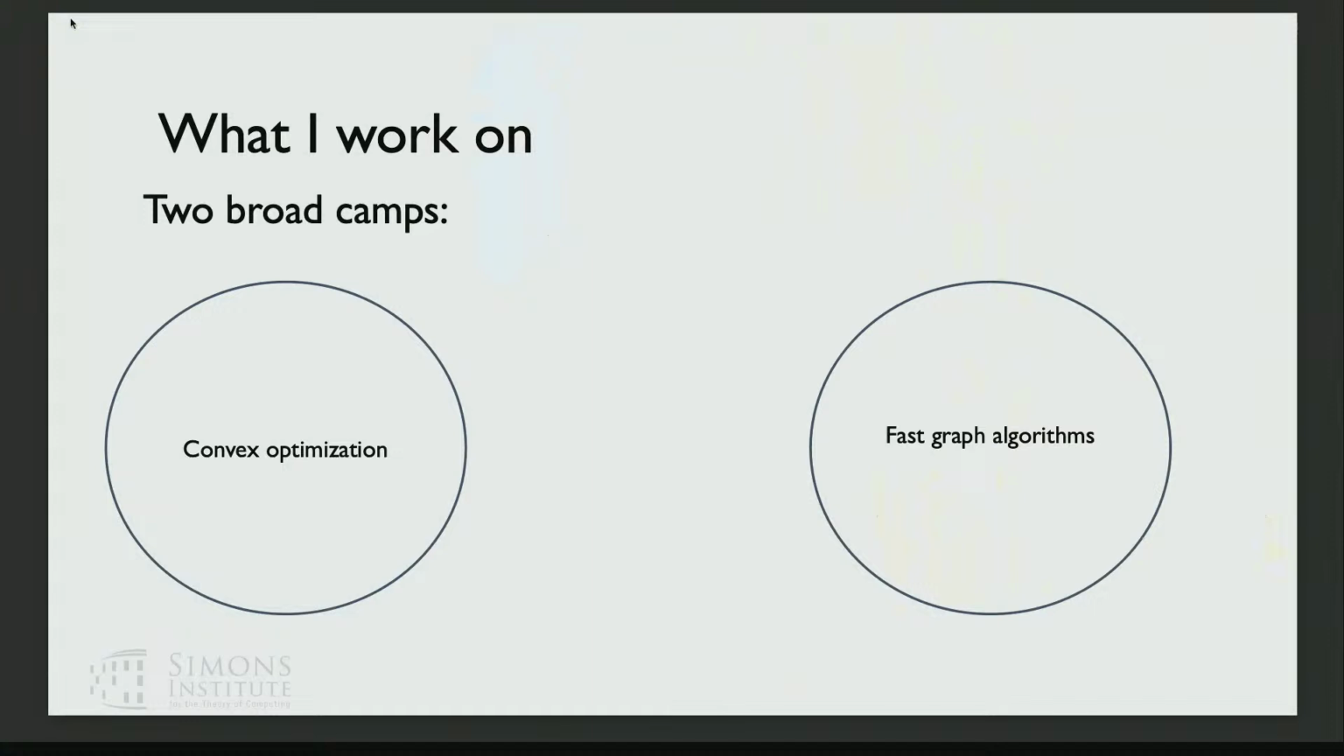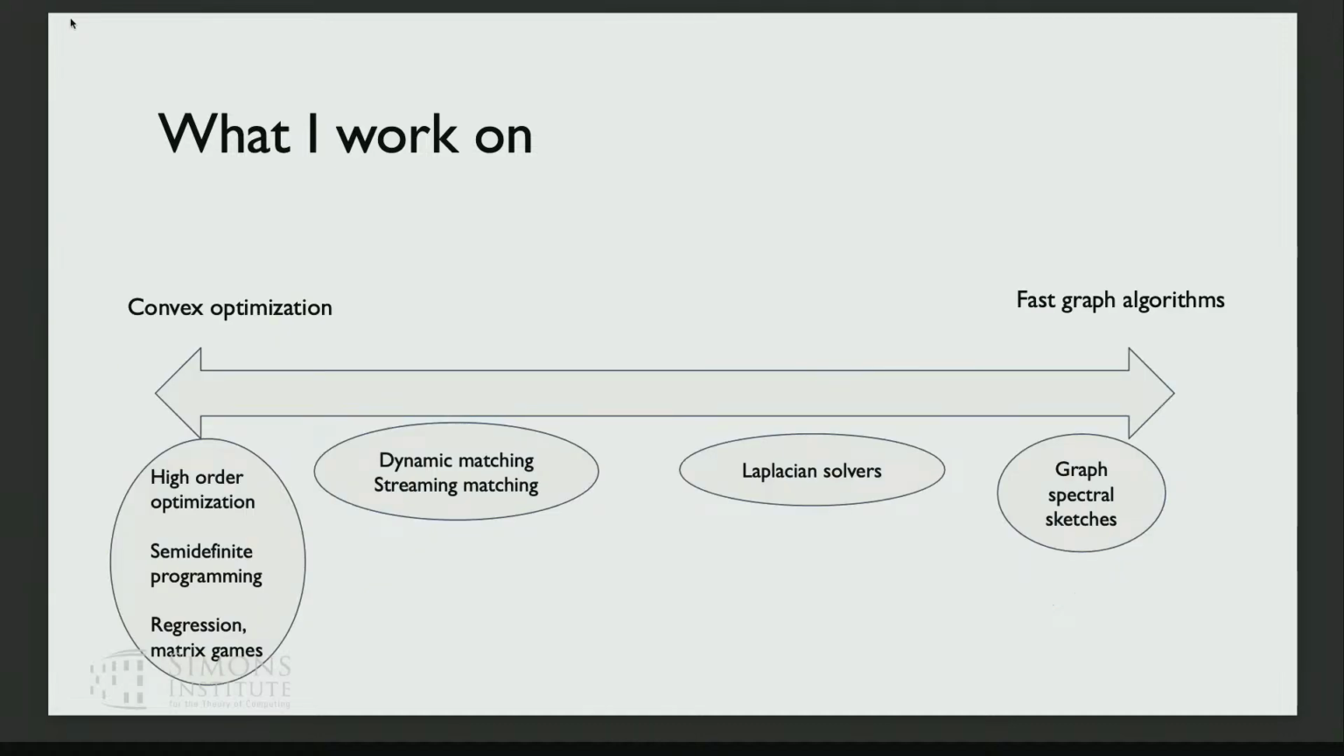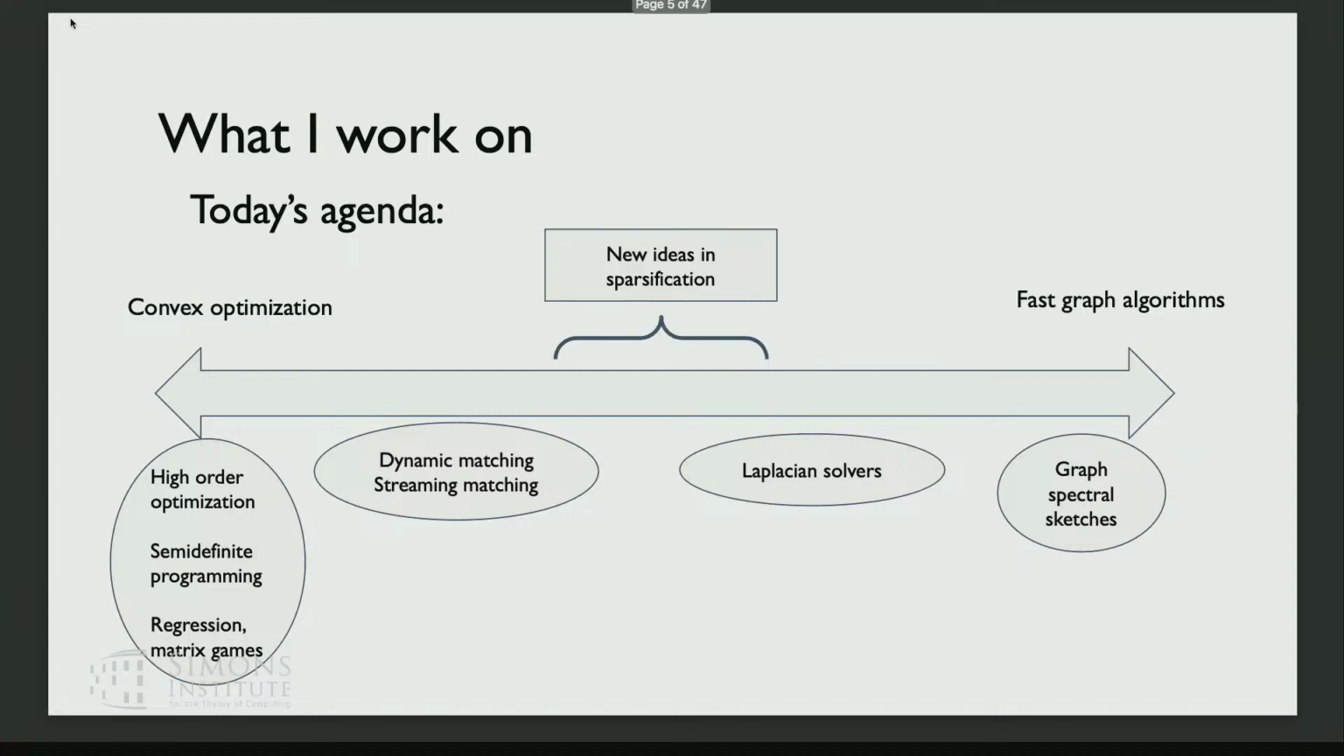There are two broad camps of what I tend to work on. It's going to be a mixture of convex optimization and fast graph algorithms. But instead of thinking of them as disjoint sets, a more useful way of organizing my general research portfolio is a spectrum. I have on one side hardcore convex optimization, such as using higher order methods for better structured convex optimization, semi-definite programming, regression, all the way over to Laplacian solvers and graph sketches, which are very traditional graph algorithms, I could say. So what I'll be talking about in this talk is something in the middle.